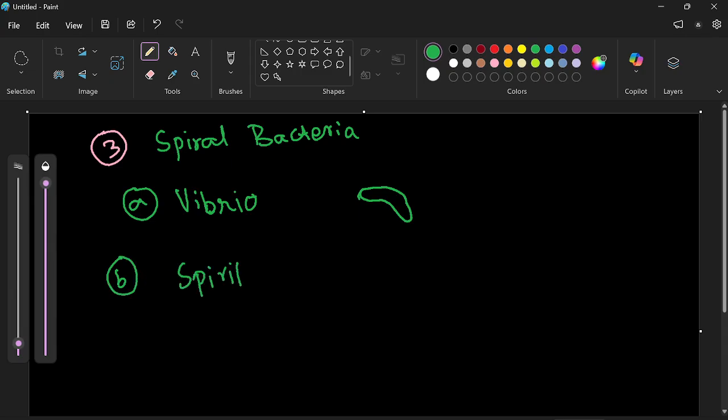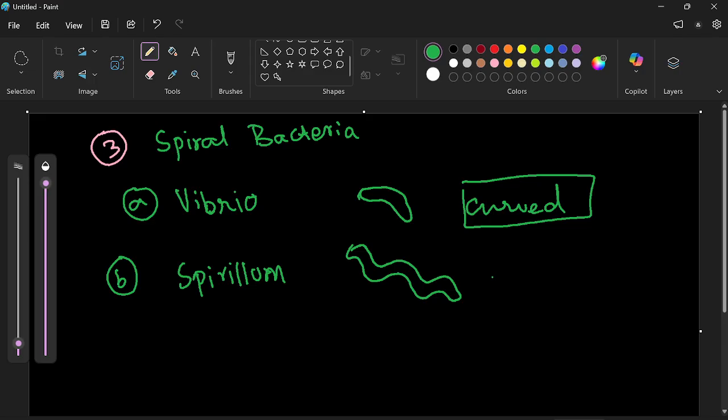Okay, as I had mentioned, they look rigid, but they are more spiral than the vibrio one. So they are rigid, fairly rigid bodies, and like a corkscrew. And they are also of helical shape. Okay, the vibrio are only curved, but these are helical. So if you want to know the difference, this one is curved, this one is helical.